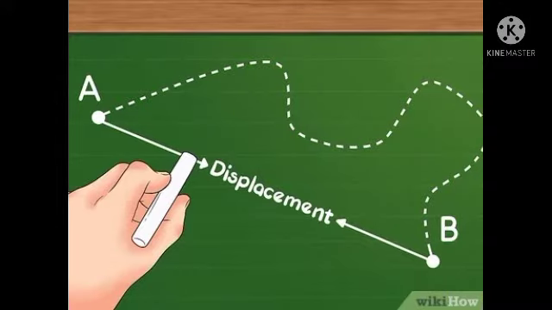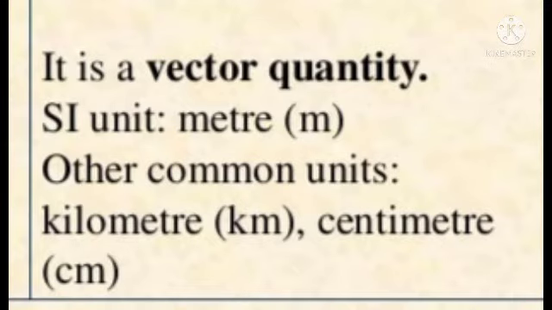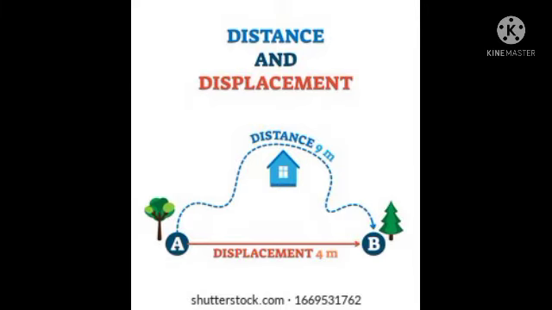Next topic is displacement. Displacement is the shortest distance between the initial and final position of the object. This displacement is a vector quantity because it has both magnitude and direction. The SI unit of displacement is meter. Look at the following picture. It clearly explains the difference between distance and displacement. The shortest distance from A to B is known as displacement. The longest distance of A to B is known as distance.